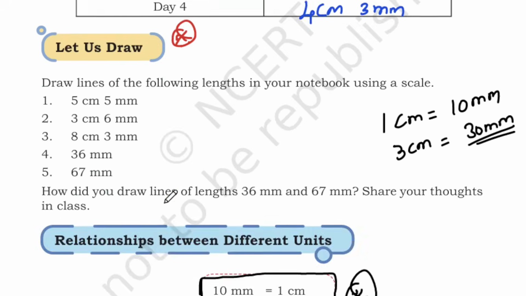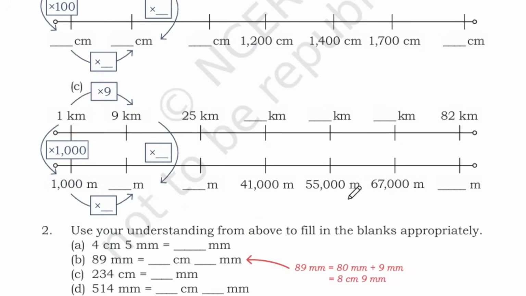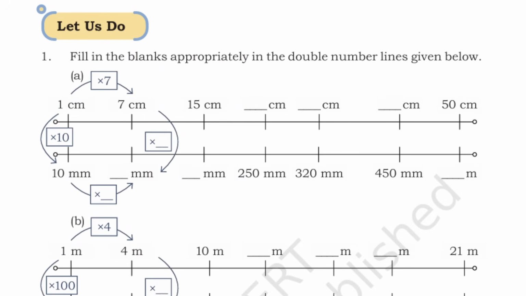Next. Fill in the blanks appropriately in the double line number given below. We have given a double line here, so we have to fill in the blanks accordingly. Very easily we can complete it. We'll do one by one.